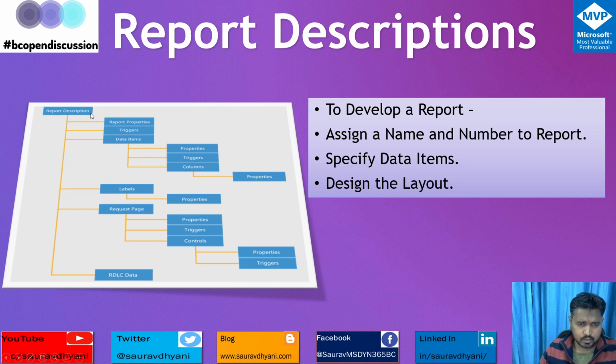A report description is a collection of all the items which are required for a report, which includes the report properties and the triggers on the report, and as I said, a report is a collection of data items. Then data items also have their own properties, triggers, and columns, and each column has its own properties. Then there are tables, which have their own properties. And as we discussed in the last slide, there's a request page, which also has its own properties, triggers, and controls. And then there is this RDLC data, which is the layout part or the visual part of the report.